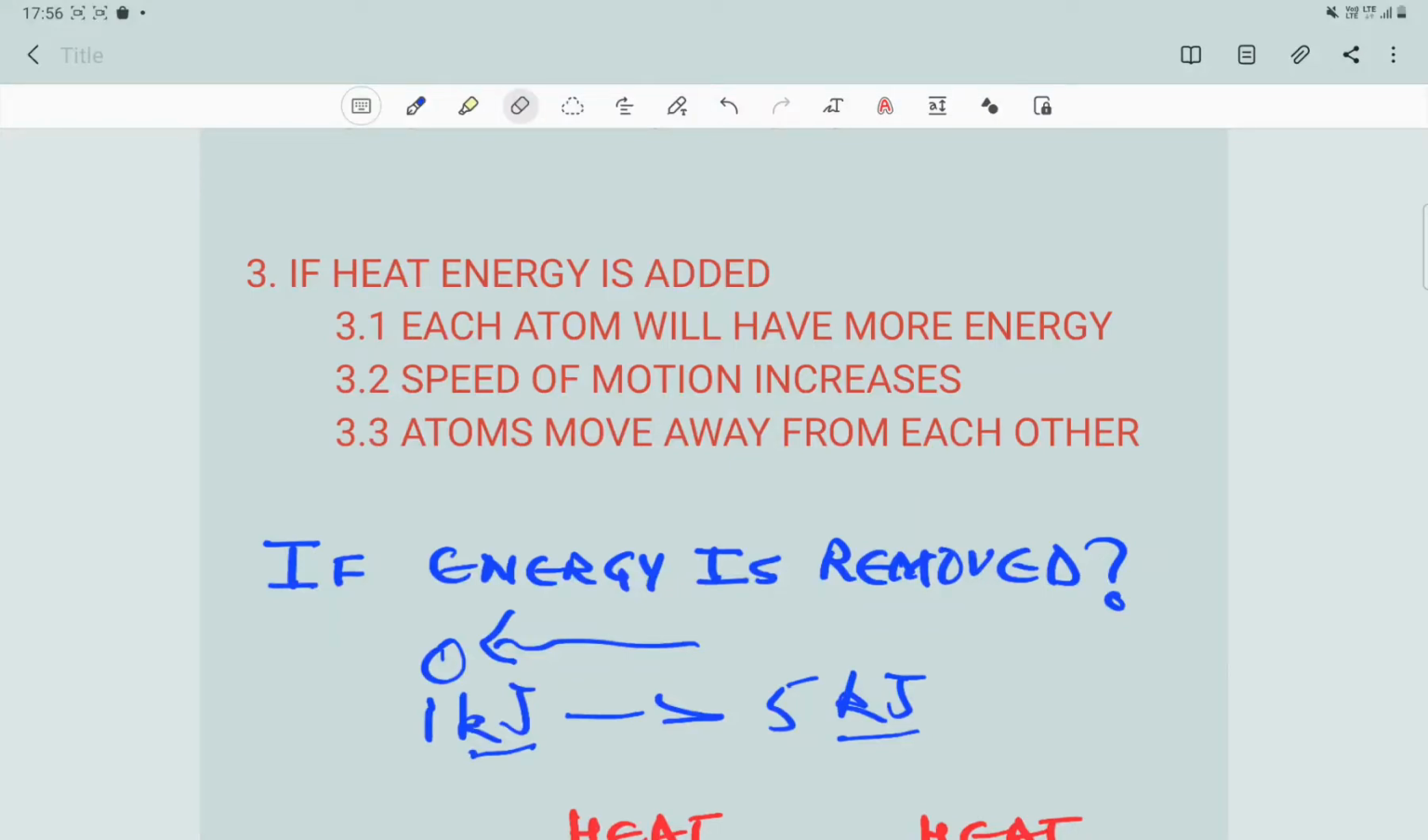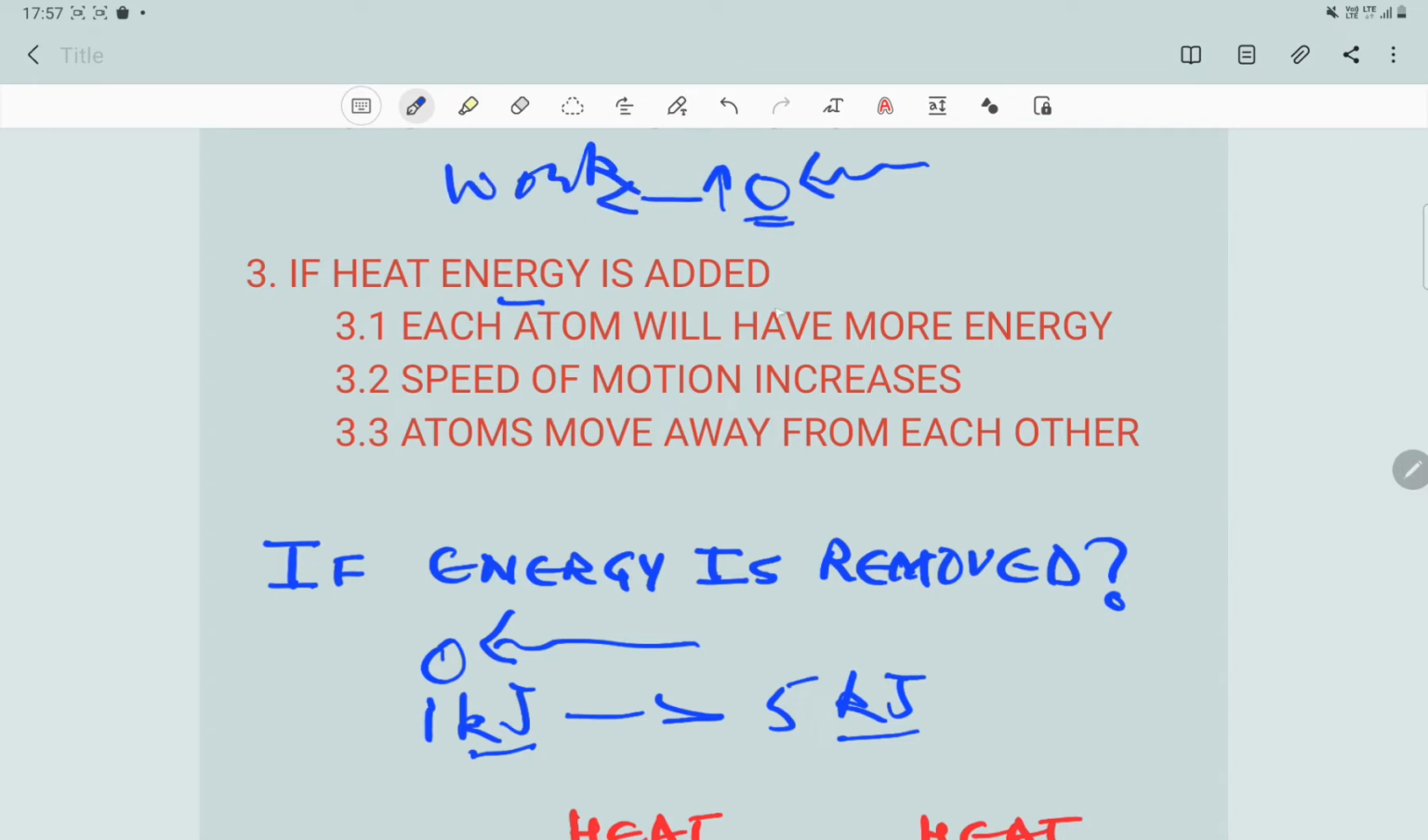Video in the series on the effect of temperature on the states of matter. Now, in our last video, we learned that when heat energy is added to an atom, its amount of energy increases. This means that atoms can store energy, but this energy is converted into work.